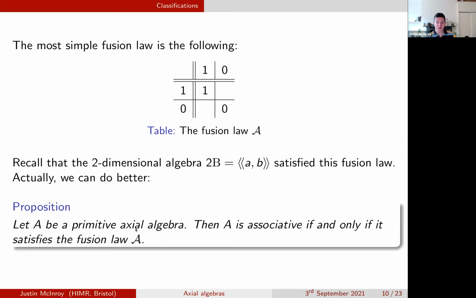Every associative primitive axial algebra satisfies this fusion law. And conversely, every axial algebra with this fusion law is associative. So I actually call this fusion law A because it's the associative fusion law. And I guess this is exactly what you'd think of if you think of an associative algebra. Every idempotent has eigenvalues 0 and 1, and that's what we're seeing here.